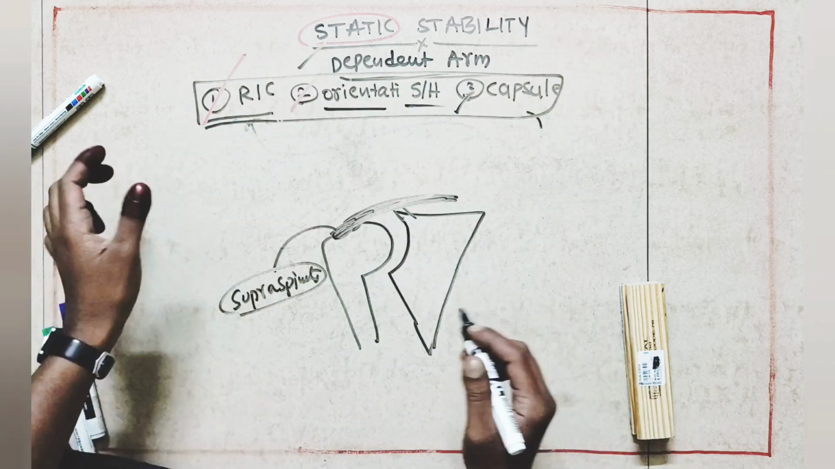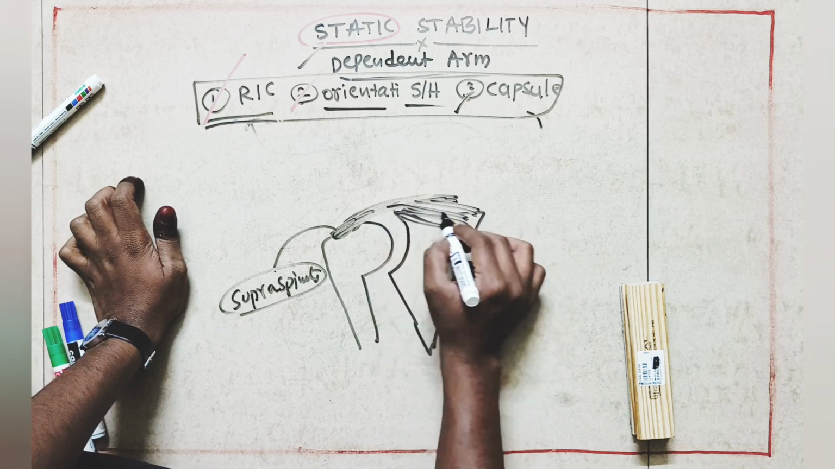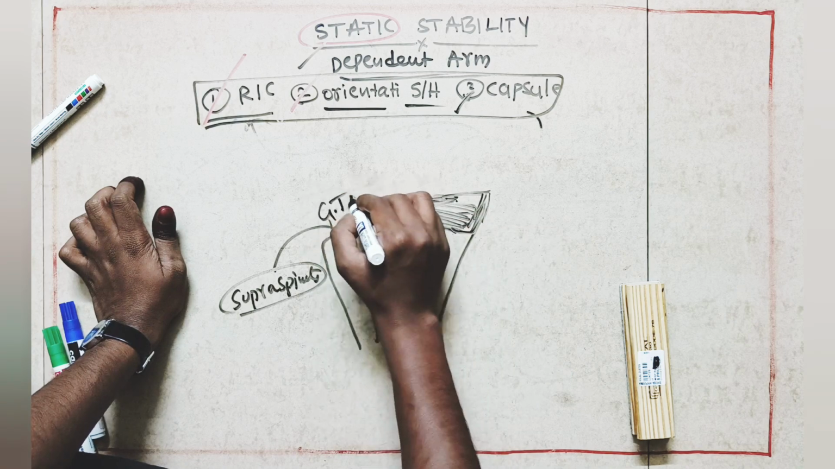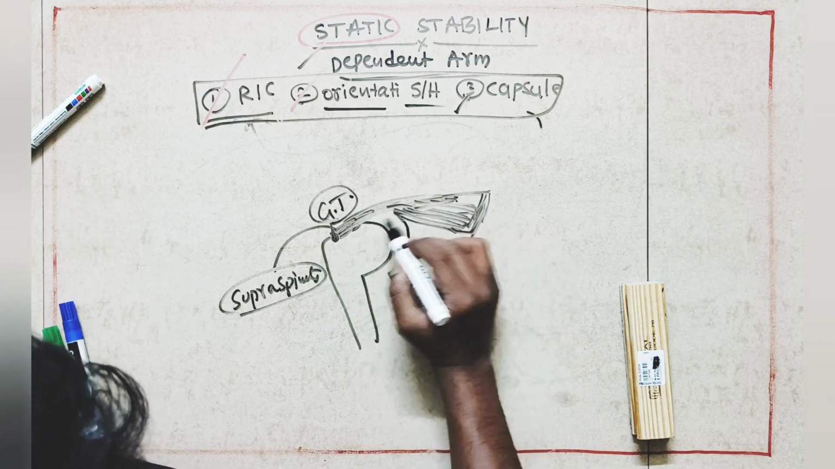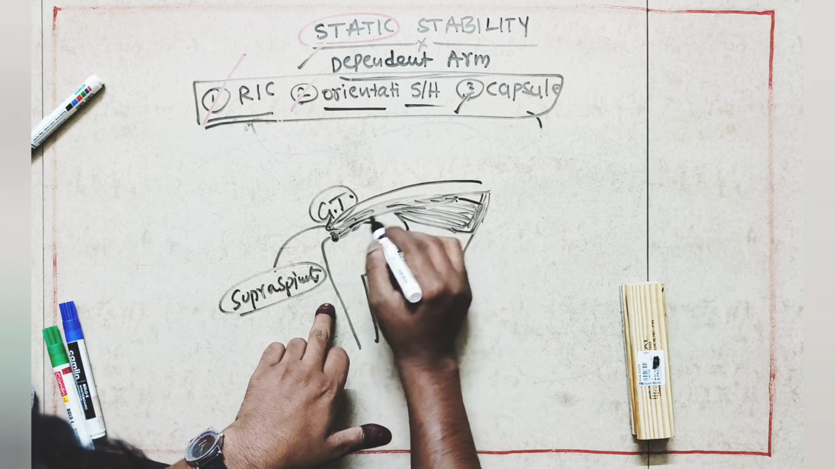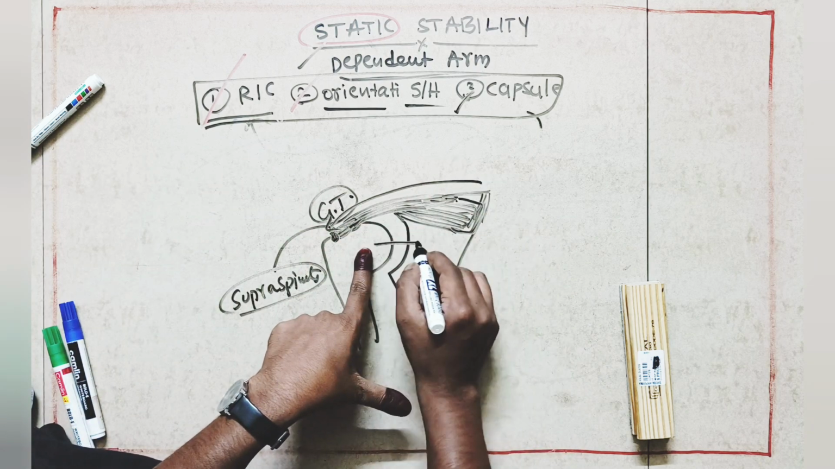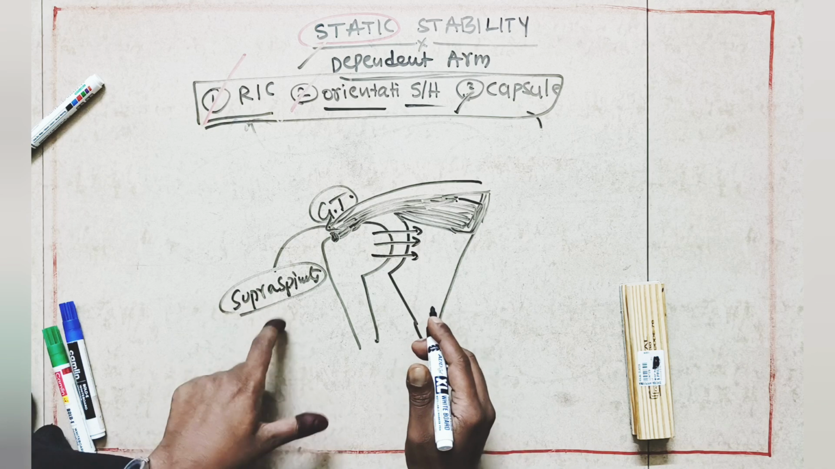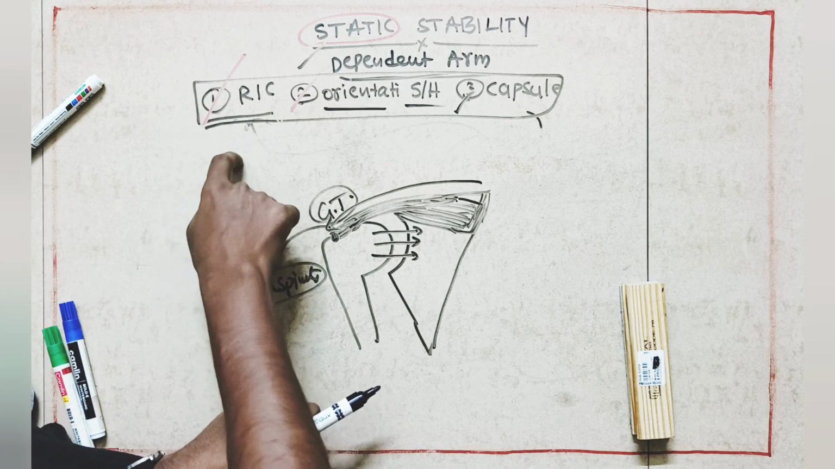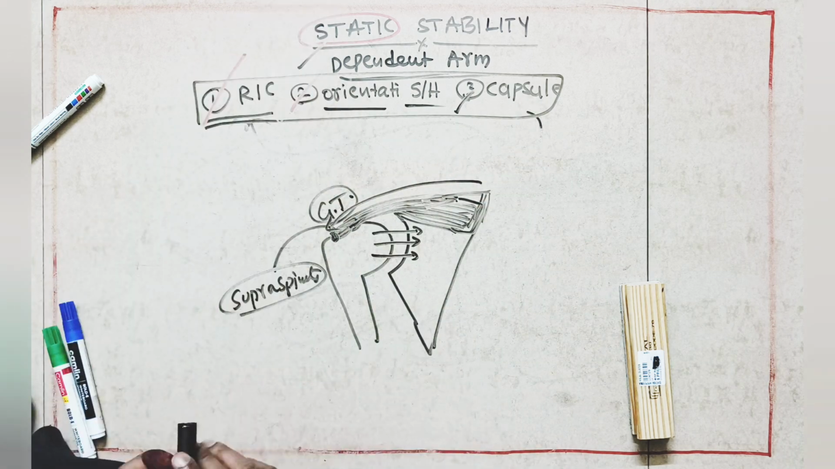This muscle will come from the supraspinatus fossa of the scapula, and it will insert onto the greater tuberosity of the humerus. See, from here it is coming, and it will insert like this. The presence of this muscle is also helpful to keep the head of the humerus in connection with the glenoid fossa. So this muscle will also help in static stabilization. So this is about static stabilization. The RIC, rotator interval capsule, the orientation of the two bones, and the capsule are going to work to provide static stability to the shoulder. Clear?